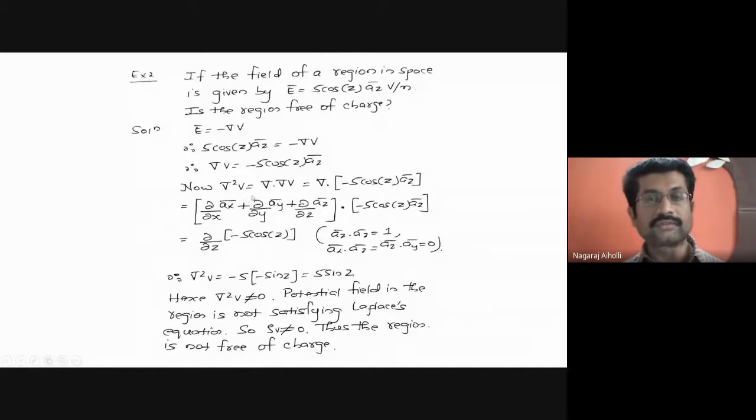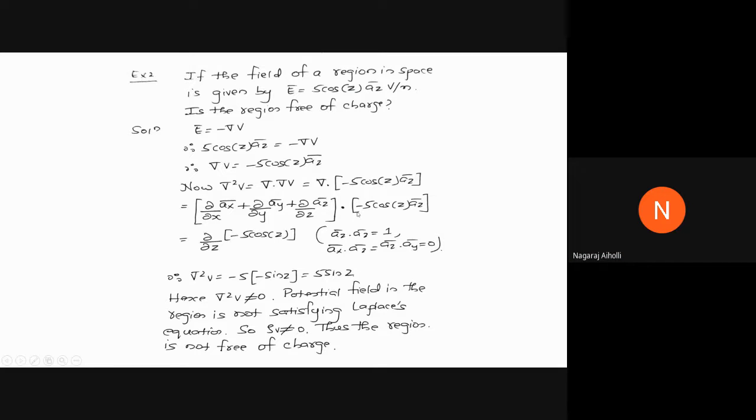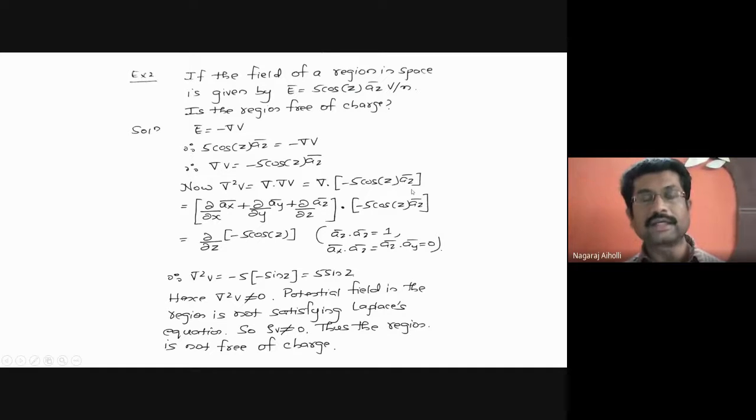So find out del square V now. Del square V, how is it written? Del dot del V. Del square V is nothing but the divergence of the gradient of potential. So del dot del V is known here, it is there in the equation: minus 5 cos z az bar. We know that del for Cartesian is dou by dou x ax bar plus dou by dou y ay bar plus dou by dou z az bar, dot of minus 5 cos z az bar.